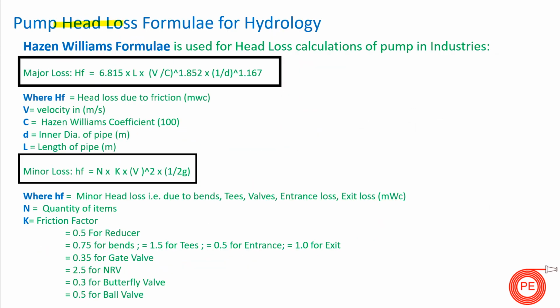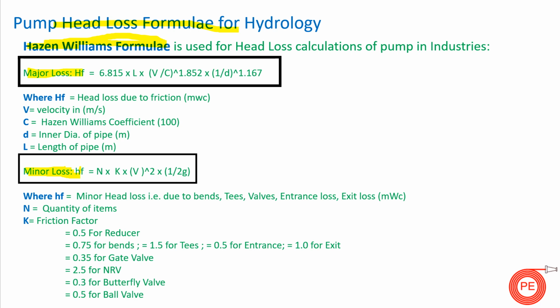this is the pump head loss formula. Basically, the Hazen-Williams formula is used in industries for pump head loss calculation. There are two types of losses. One is your major loss and another is your minor loss. Minor loss occurs in your fittings, all your elbows, all your valves, and entry loss and exit loss. And the head loss that occurs in the main pipe length is my major loss.